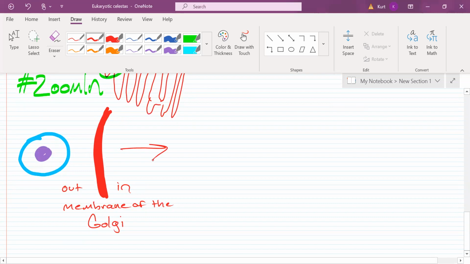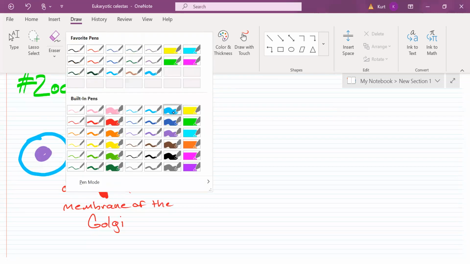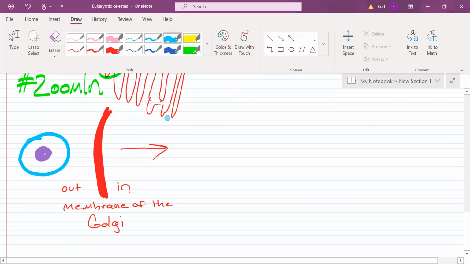So let's continue this. Because the vesicle is made up of a phospholipid bilayer, and the Golgi apparatus is made up of a phospholipid bilayer, is the vesicle going to be able to blend into the Golgi? Yes. So it's going to look like this.